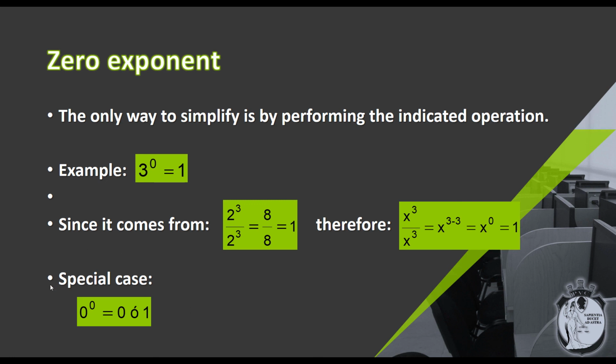There exists a special case, where nobody knows what happens if you have 0 raised to the 0 power. Somebody says that it's equal to 0, and somebody says that if you have a 0 exponent you get 1.